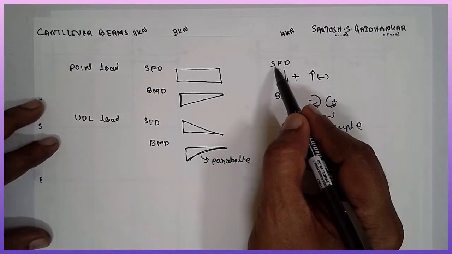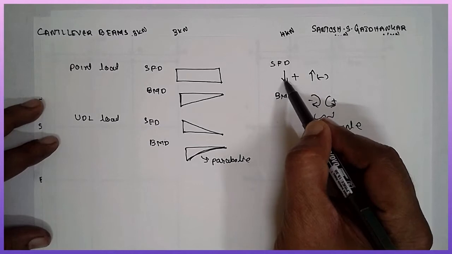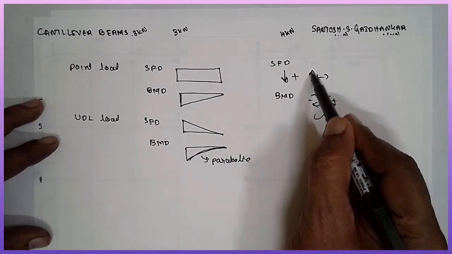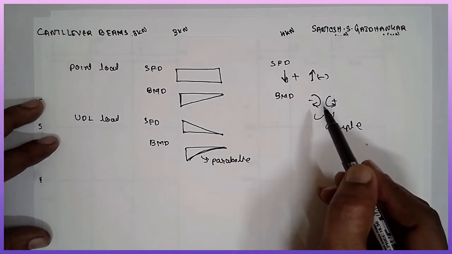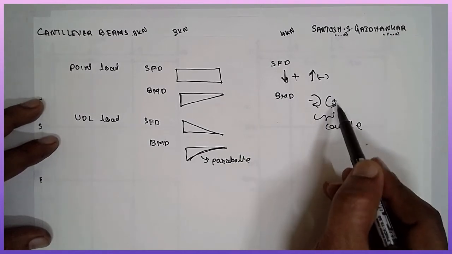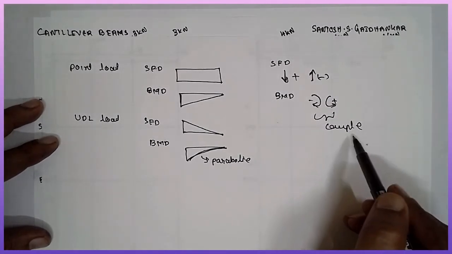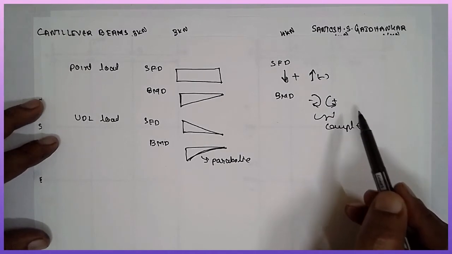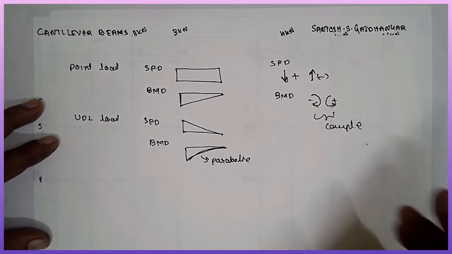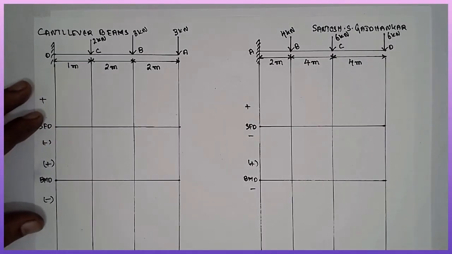Now for the shear force and bending moment diagram. For SFD, the downward arrow I will consider as positive and the upward arrow will be negative. For bending moment, clockwise is considered negative and anti-clockwise is considered positive. Similarly for the couple, clockwise is negative and anti-clockwise will be positive. This is the condition. By using this condition, I'm going to solve the cantilever beam problem.